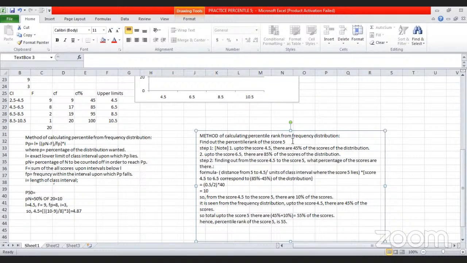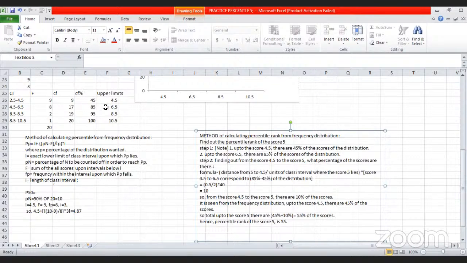So, we need to calculate the percentile rank of the score 5. That means, what percentage of the scores are there below the score 5? That is our question. For that purpose, first we have to note that up to the score 4.5, there are 45% of the scores, and up to the score 6.5, there are 85% of the scores. Now we need to know from 4.5 to 5, what percentage of the scores are there?